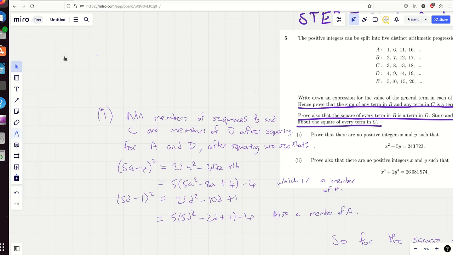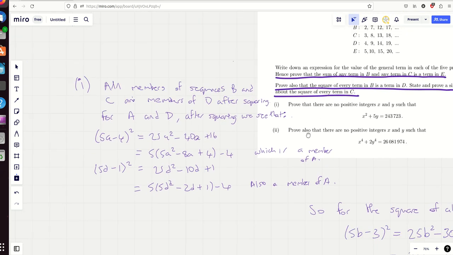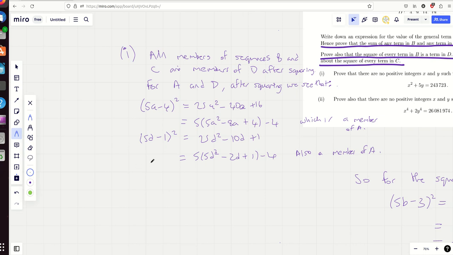So what have we shown? It's trivially true as well that E squared is a member of E, because we're just squaring a multiple of 5, which is also a multiple of 5. So let's quickly argue that. For E, the squares would also be members of E. 5E squared is 25E squared, which is 5 times E squared. Okay, so that's proved that.